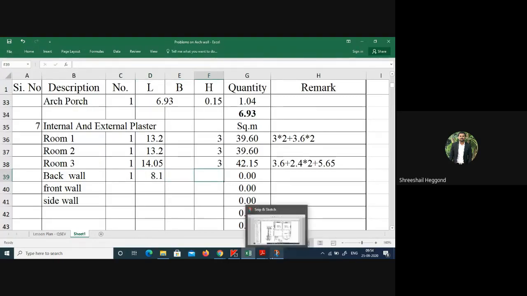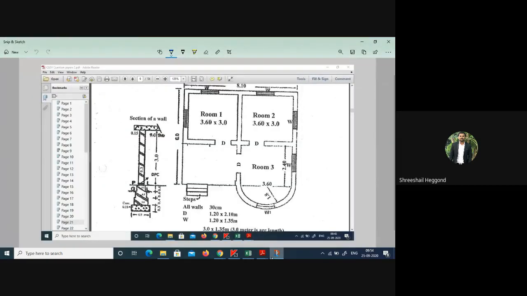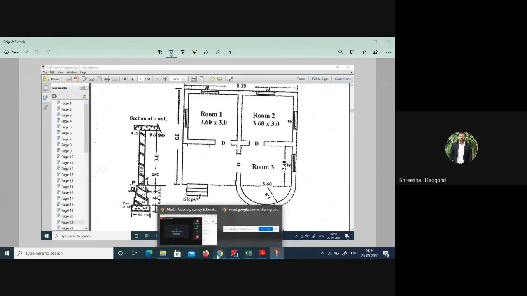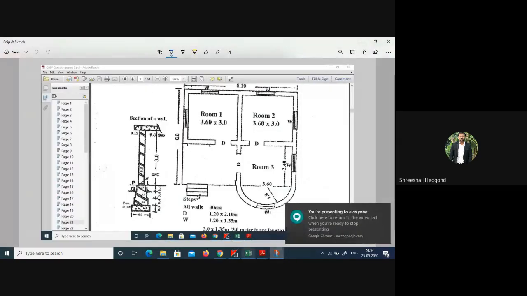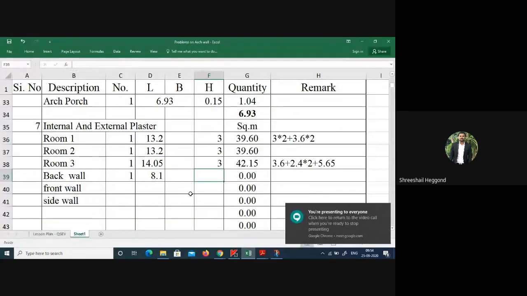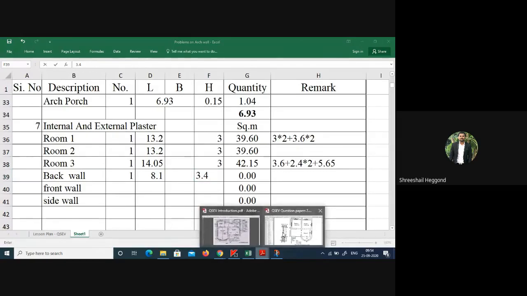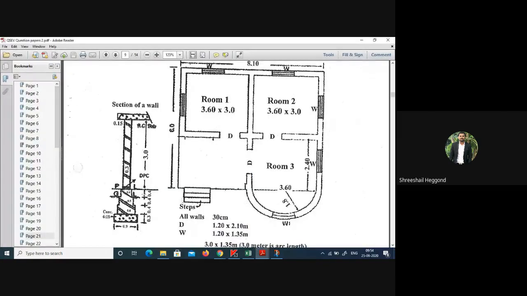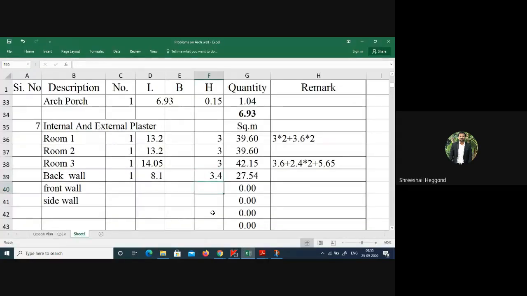And height will be how much? Any answers? And then we have posted the height. That is 3.4. Why? Because we are having 0.4 meter plinth. That is below plinth level outside. Therefore, it will be 0.4. 3 plus 0.4 will be 3.4. Okay. That can be written.